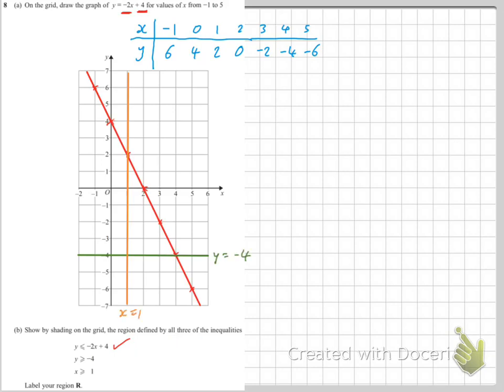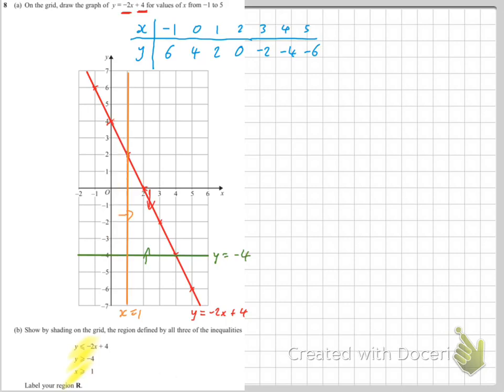Sorry, I'm just labelling the lines. So we want to be beneath the red line, so I'm going to draw an arrow pointing down on it. Y is greater than or equal to minus 4. Well, y is on the greater than side, so we want to be above it. And x greater than or equal to 1, well, we want to be to the right of that, because we need to be bigger than 1, and bigger for x is to the right. So there. And all those arrows point into the middle.